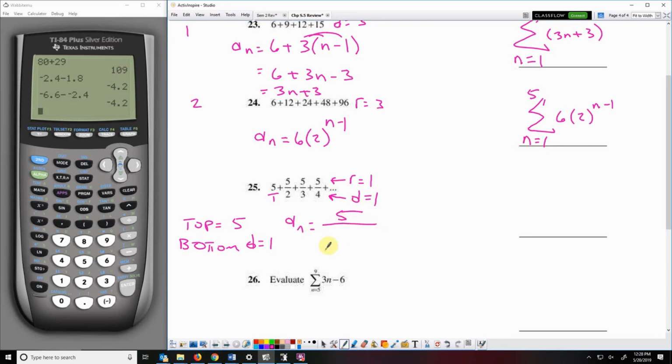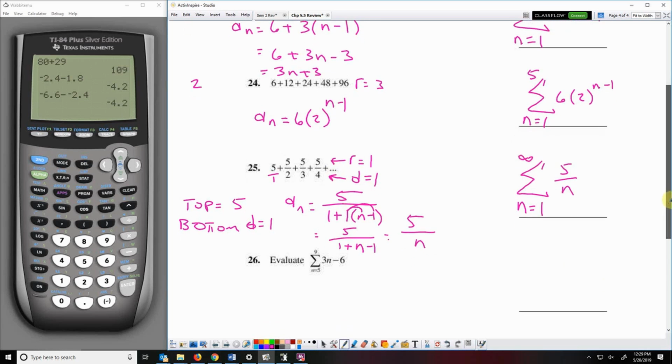Every term has 5 in the numerator, and then an arithmetic sequence in the denominator: term 1 plus the common difference times n minus 1. So that's 5 over 1 plus n minus 1. And that simplifies. 1 minus 1 is 0, so it simplifies to n. So it's the summation of the series 5 over n from term 1 through, and it ends at the dot, dot, dot, infinity. So summation of terms 1 through infinity.